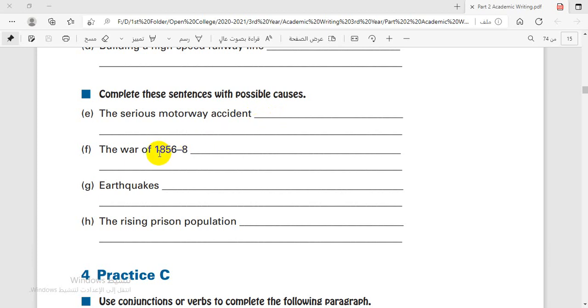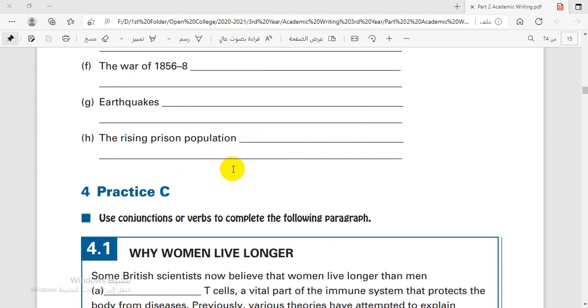In the war of 1856 to 58, you have to complete it with any cause that comes to your mind, even if it is an imaginary cause, not a real one.